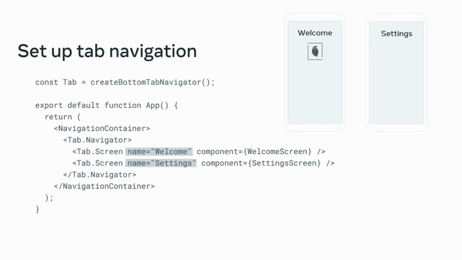Within the tab screen, ensure to provide a name for the tab. The tab name is usually displayed on the top of the screen. To the component prop, simply provide the component name and you are all set. This is the minimal setup that you need to create tab navigation using React Navigation.